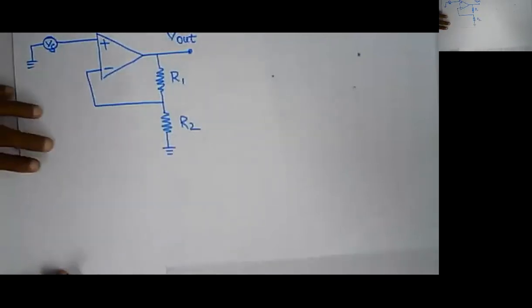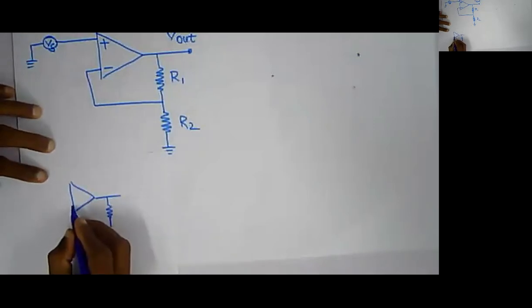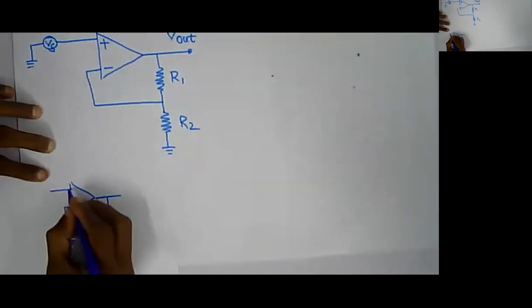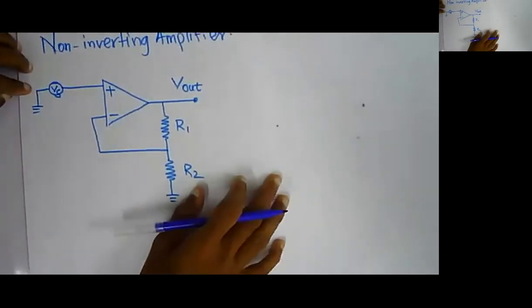I'll draw it again, right? So what I can do is I can redraw the circuit something like this, right? You must be able to differentiate it. R1, R2. Again, look at here, they are the same circuit, right? They are the same circuit, but simply I have moved this one there, right? You must be able to identify the circuit configurations. Right, now let's see how we can solve it.